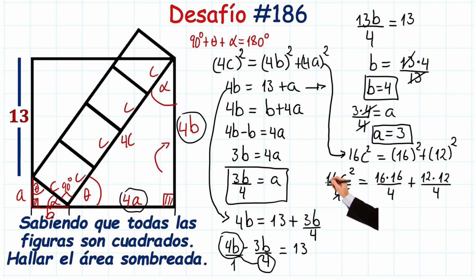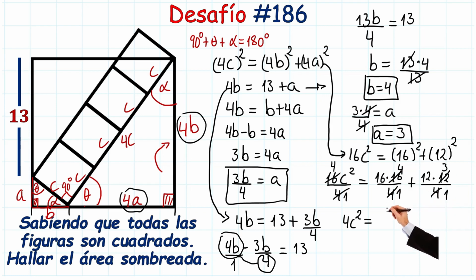A quarter of 16 is 4. We have on the left side 4C squared. Okay, and on the other side we have a quarter of 16, which is 4. Very good. Then a quarter of 12 is 3. Ready? So what do we have here? 16 times 4 equals 64. And what do we have over here? 12 times 3 is 36. 64 plus 36. Well, that is 100. Fantastic. And we already have the solution to our exercise.